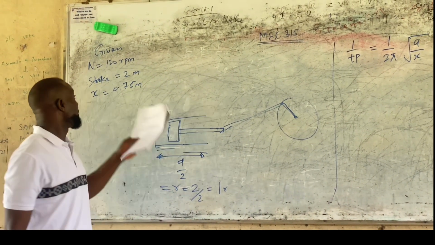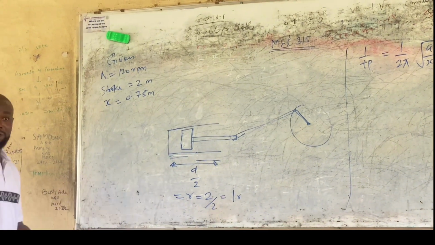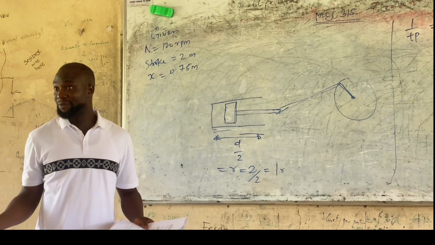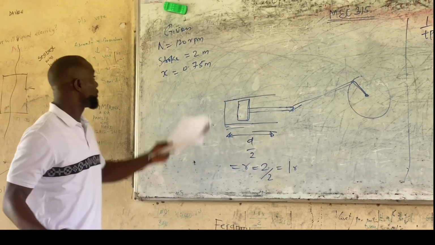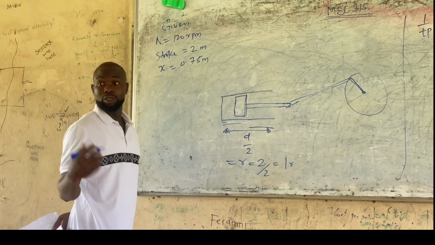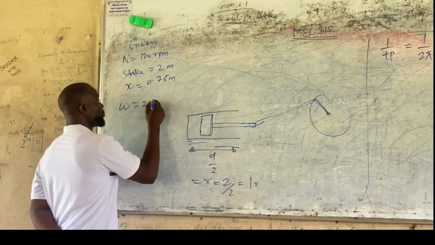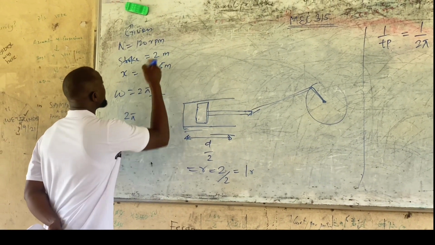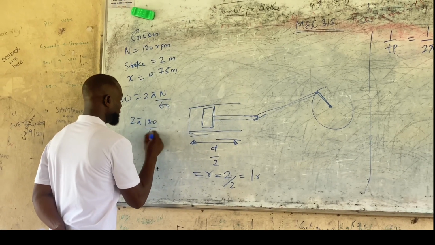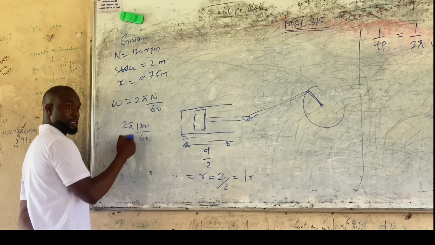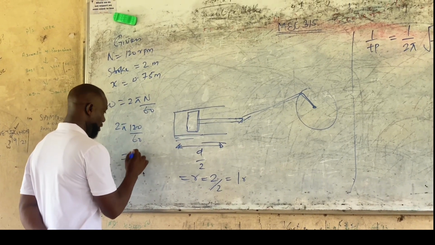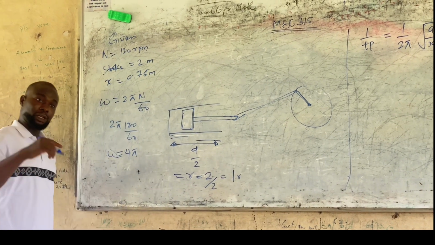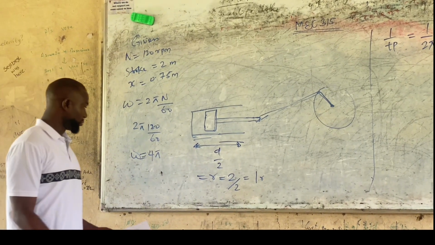What else are we given? We are given the revolution per minute. But in all the calculations we've done, we did not use revolution per minute. We have been using angular velocity, W. So if you are given revolution per minute, we first change it to W. W is 2 pi N over 60. So that's 2 pi times 120 over 60, to give us 4 pi. So W is 4 pi, that's 4 times 3.142.